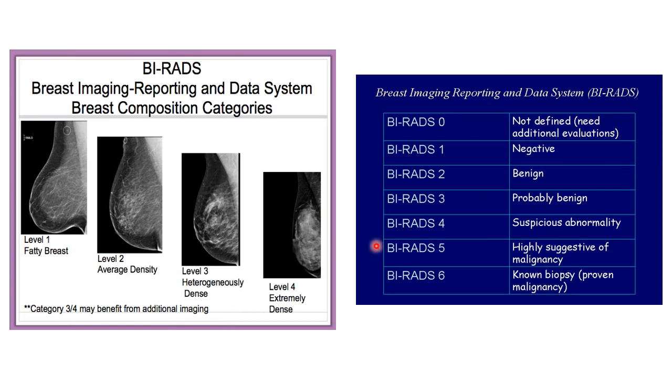Okay, level 4 is a suspicious abnormality which must be biopsied. Level 3 here is probably benign. So these patients, if risk factors are high, can be biopsied. Otherwise, they can be followed up with regular ultrasound and mammography. These two, BIRADS 1 and 2, can be observed with follow-up ultrasounds and mammography.